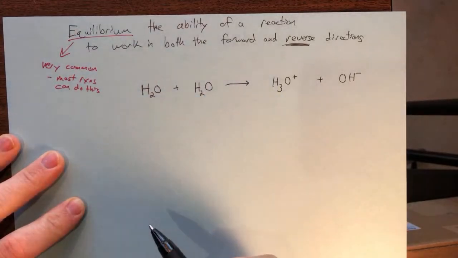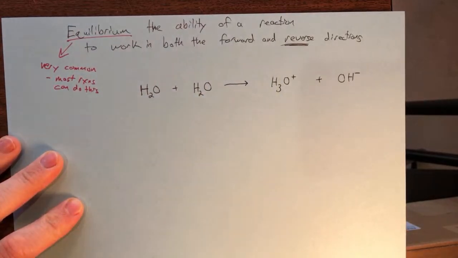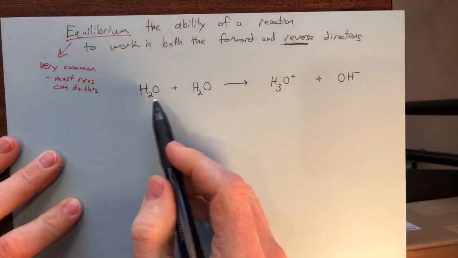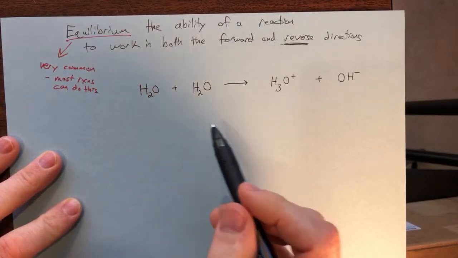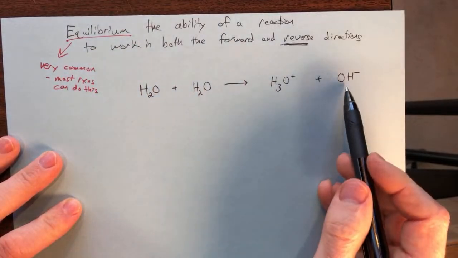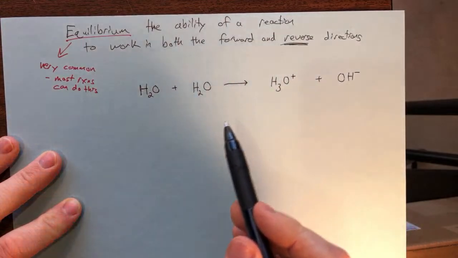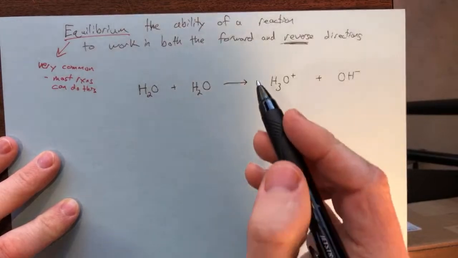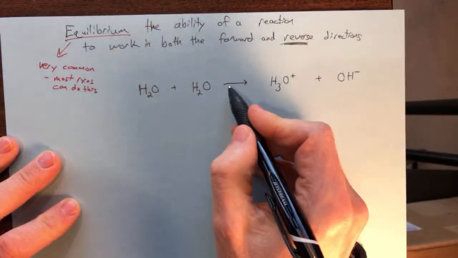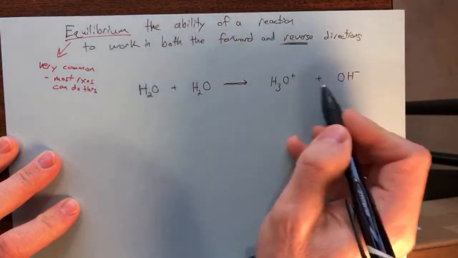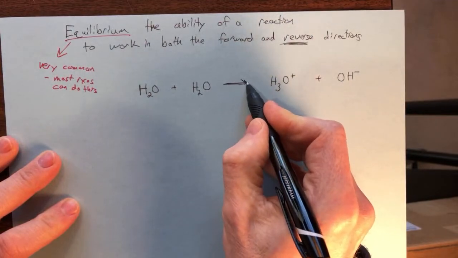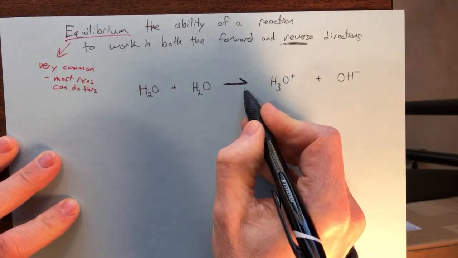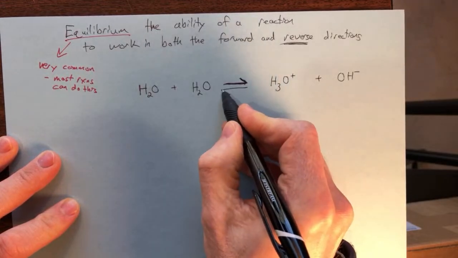And you can imagine that this reaction doesn't occur very much. It's not a very favorable reaction. Water would prefer to be H2O. It doesn't like to be H3O plus and OH minus. So this reaction is not very favorable. It doesn't happen very much, but it does happen some. And so you can imagine that the forward reaction, I've written this in a forward way, is going to occur less than the reverse reaction.